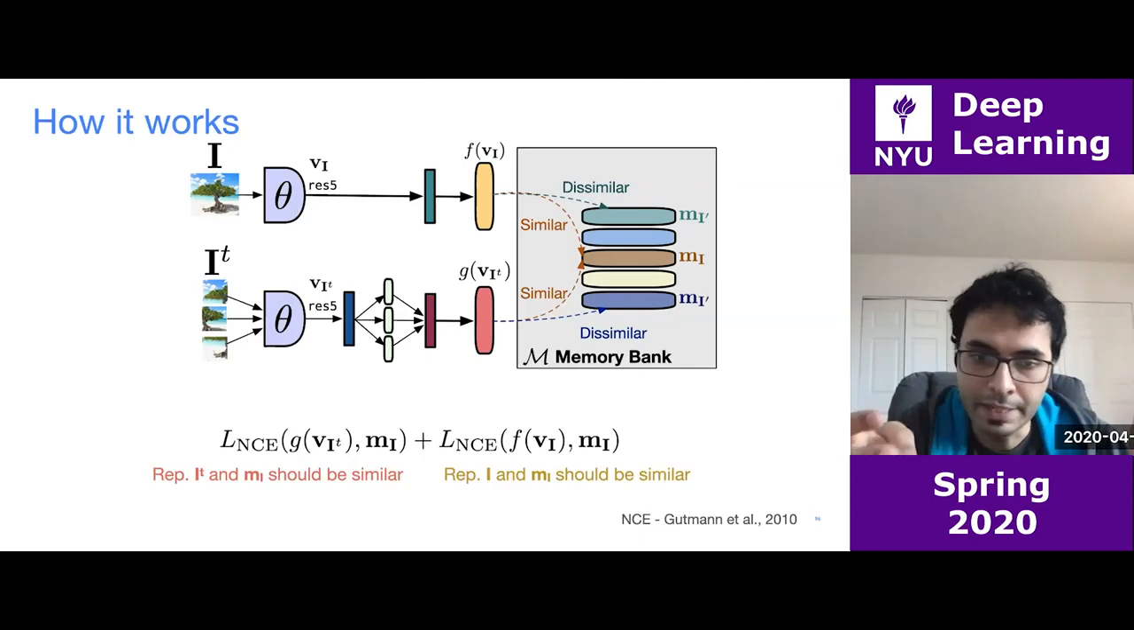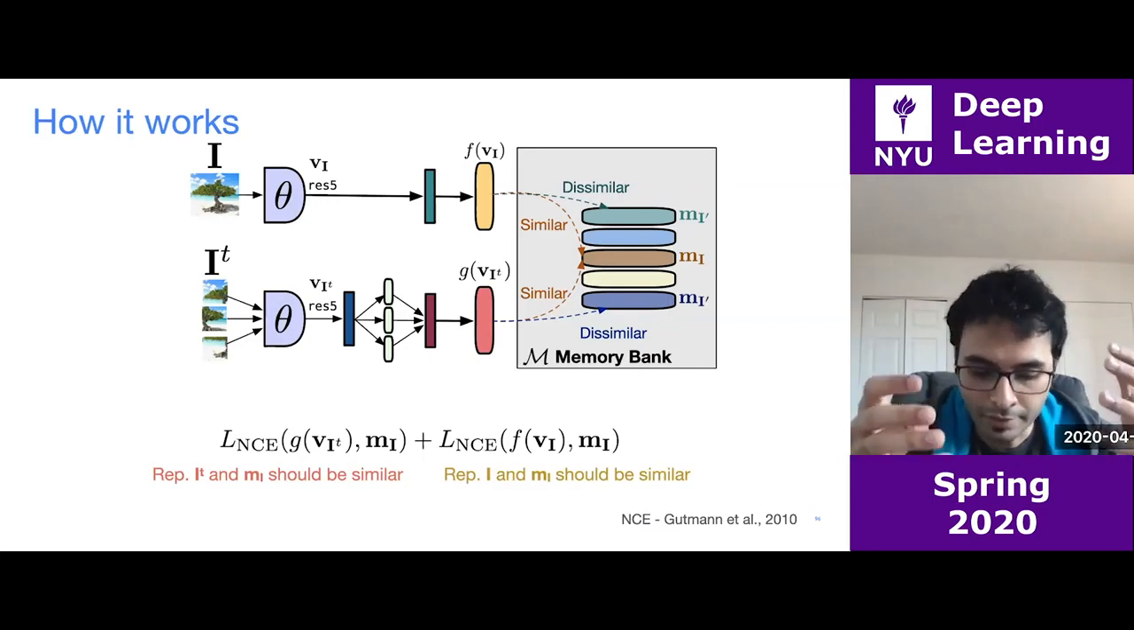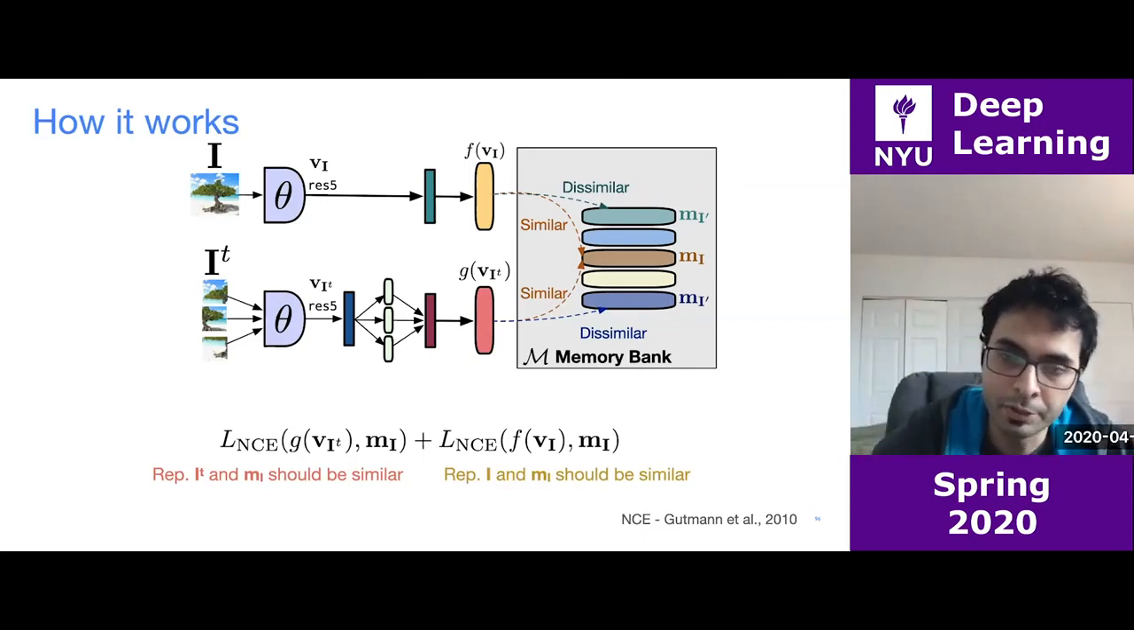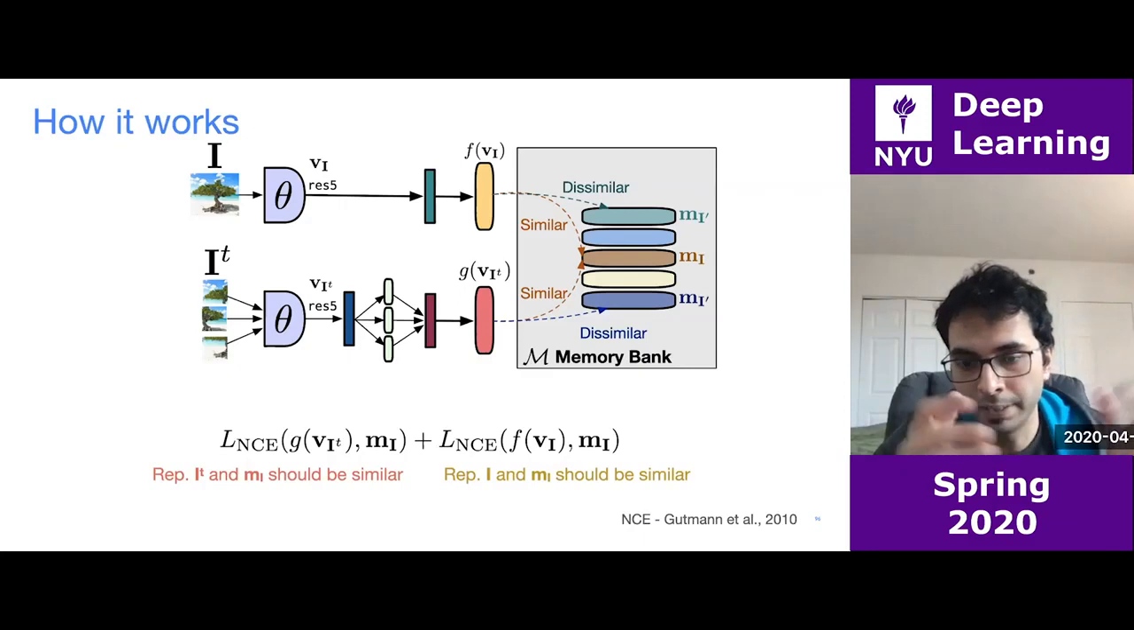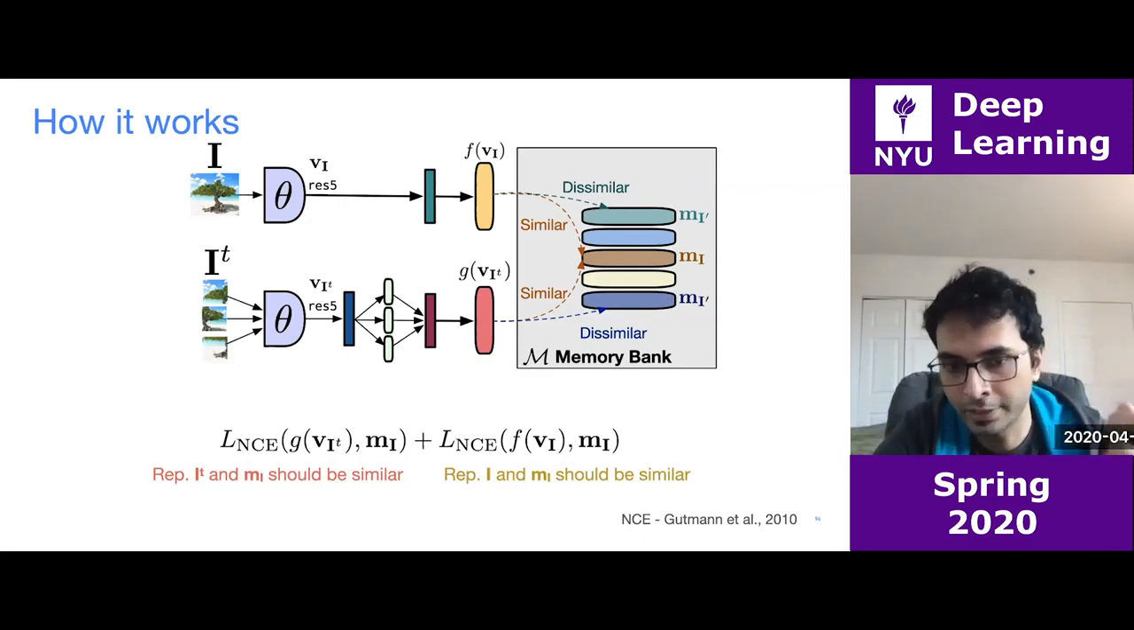And the reason for separating this out was that it stabilized training. Without doing this, the training would not really converge. So by separating this out into two terms, rather than doing direct contrastive learning between f and g, we were able to stabilize training and actually get it working.